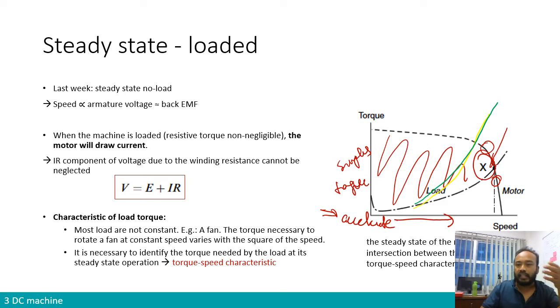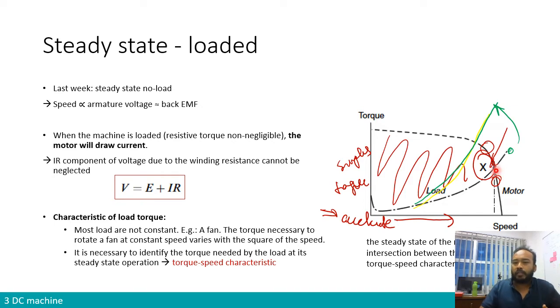If suddenly the load characteristic moves from this graph to this graph over here, the torque increases. We can see that at the speed over here, the torque of the motor is smaller than the torque of the load. Therefore, we have a negative torque.